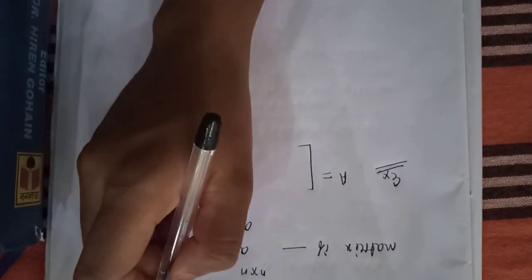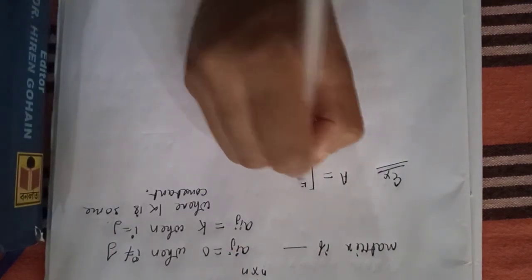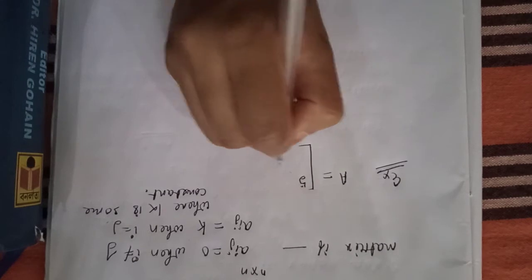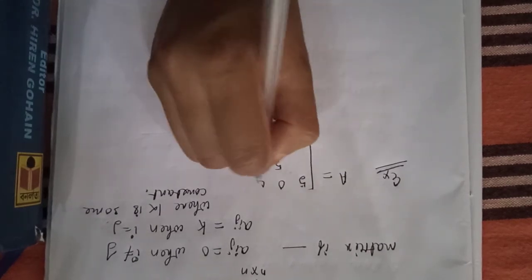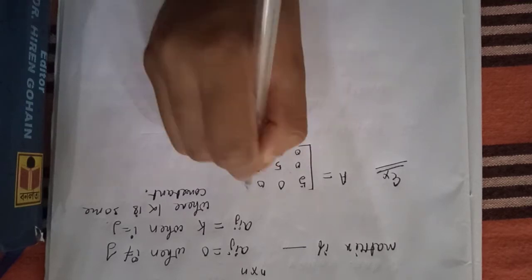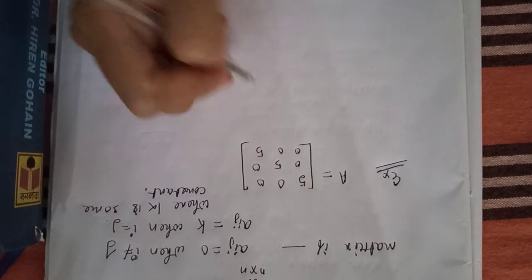So what is an example of a scalar matrix? For example, A with all the diagonal elements equal. So if we take 5, all the diagonal elements must be 5, and all the non-diagonal elements are 0. So this type of matrix is called a scalar matrix. Okay?